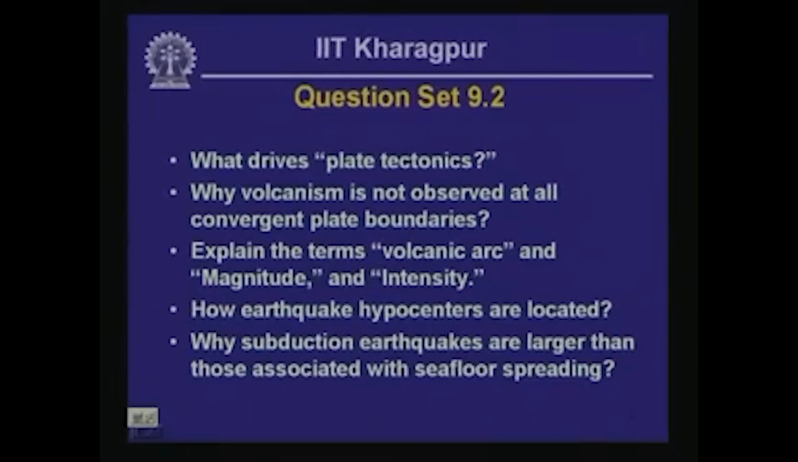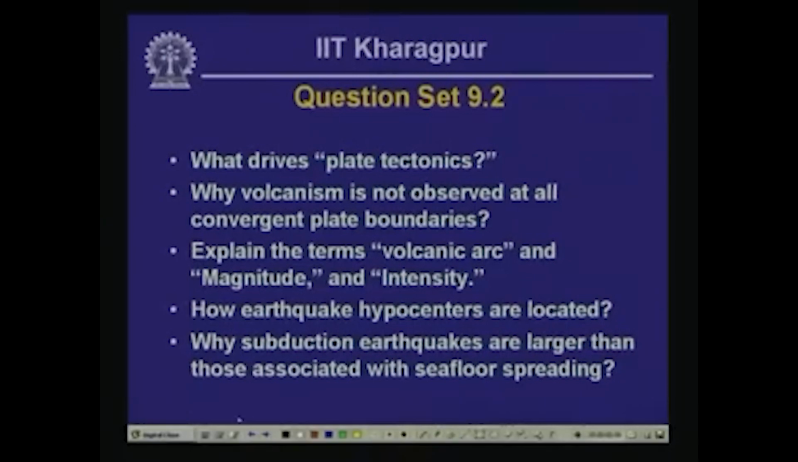The third question was to explain the terms volcanic arc, magnitude and intensity. Volcanic arc is essentially associated with ocean to continent convergence or even ocean to ocean convergence. What happens there is, let me draw a section to make it clear. It is going to be a very simplistic sketch. Let's say the oceanic plate is subducting under a continental plate.